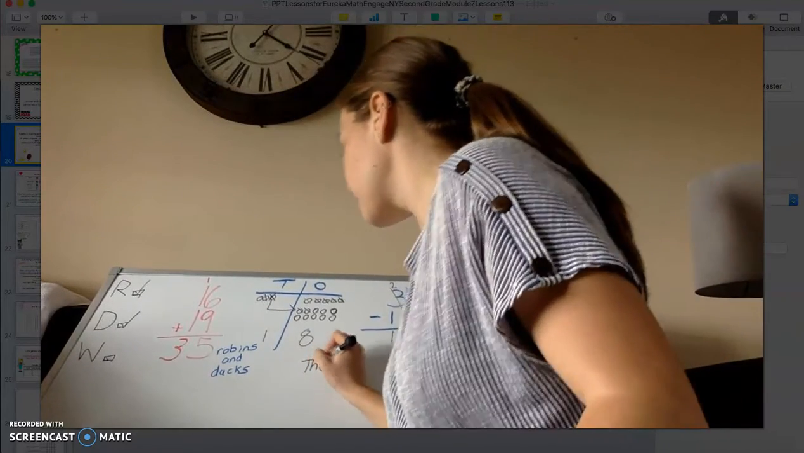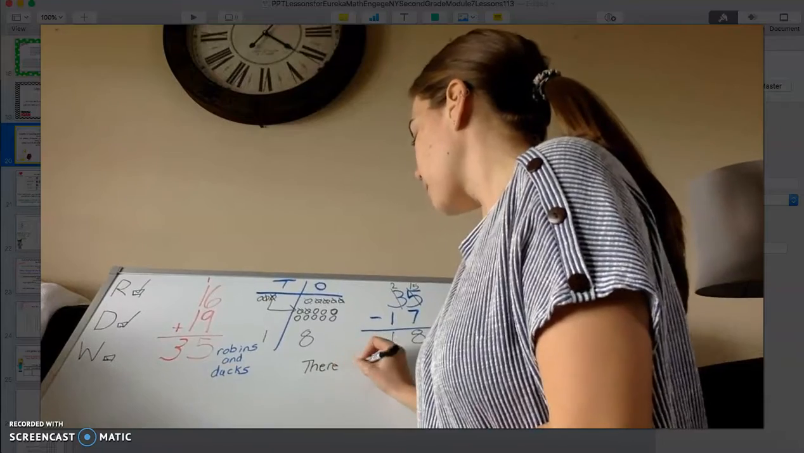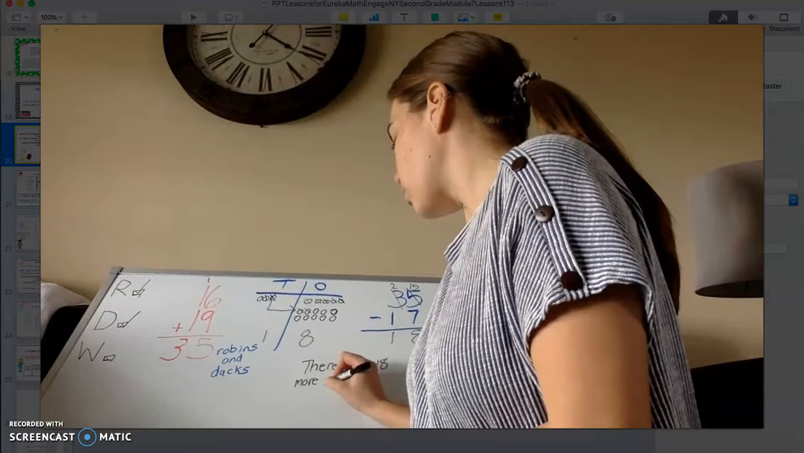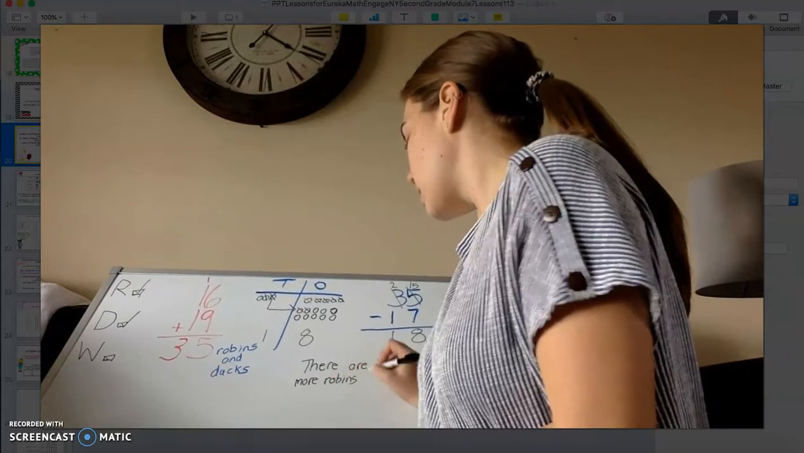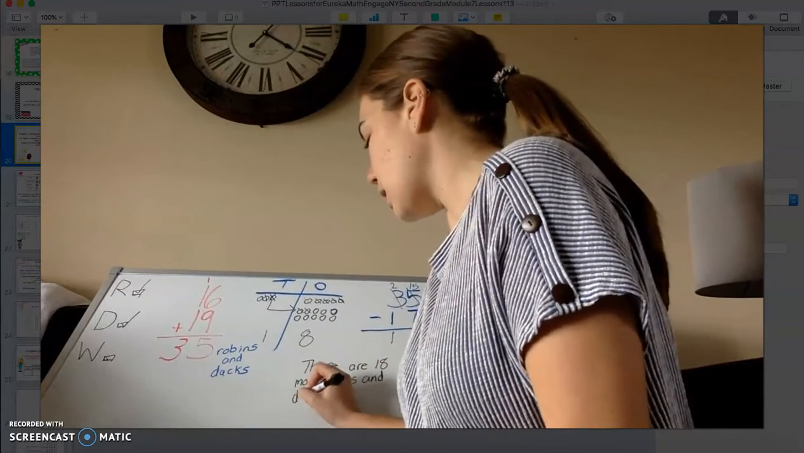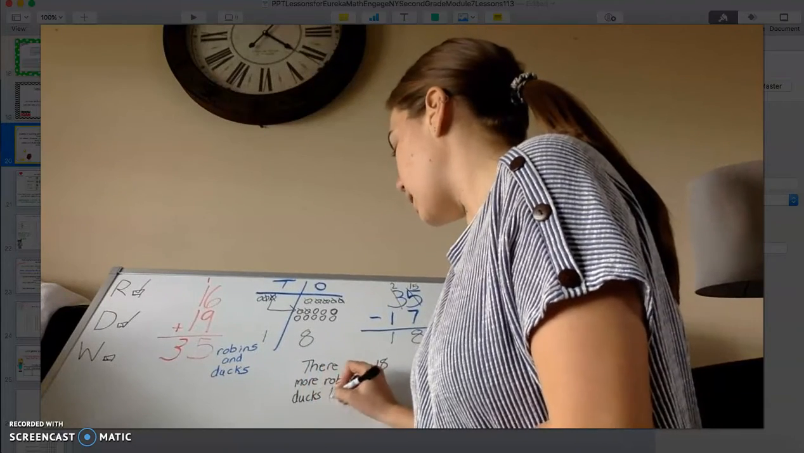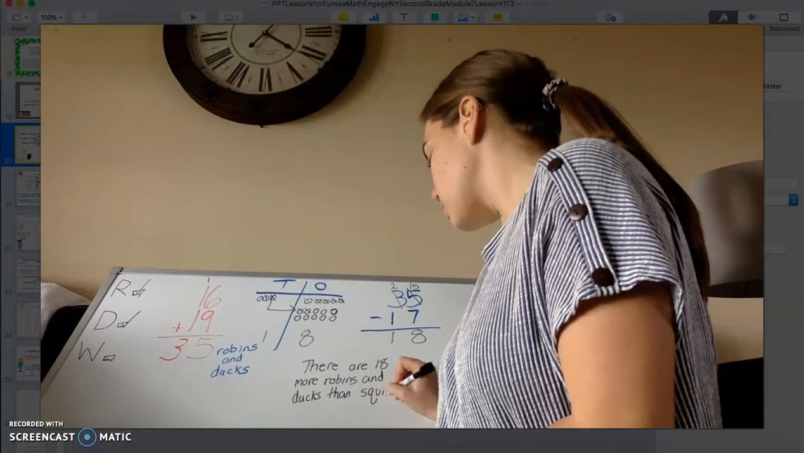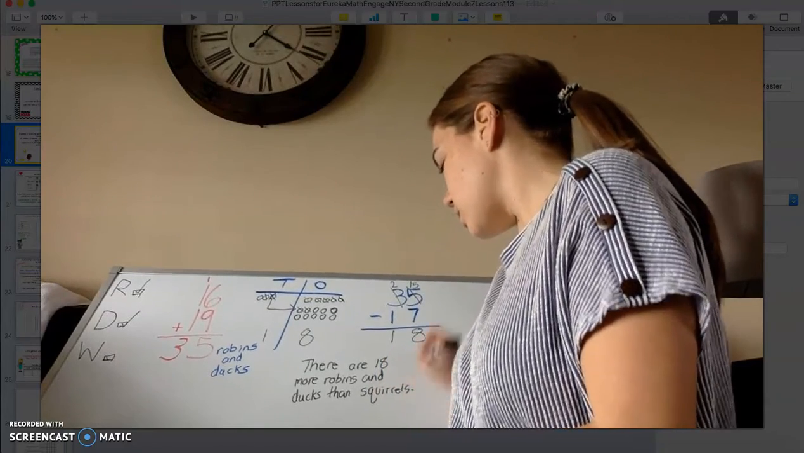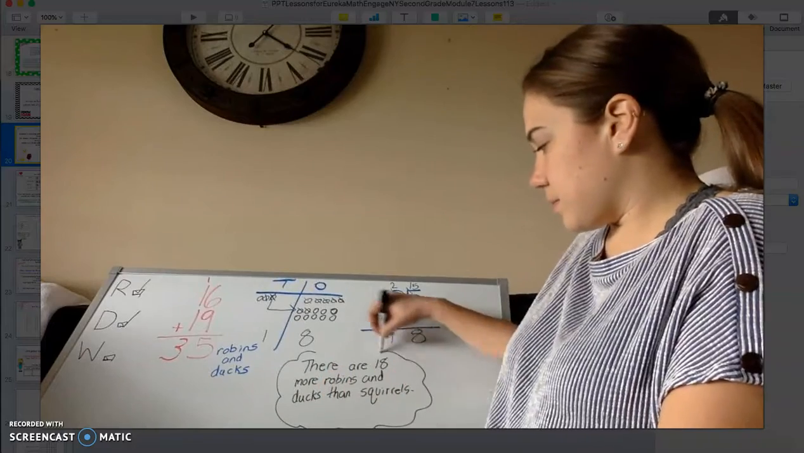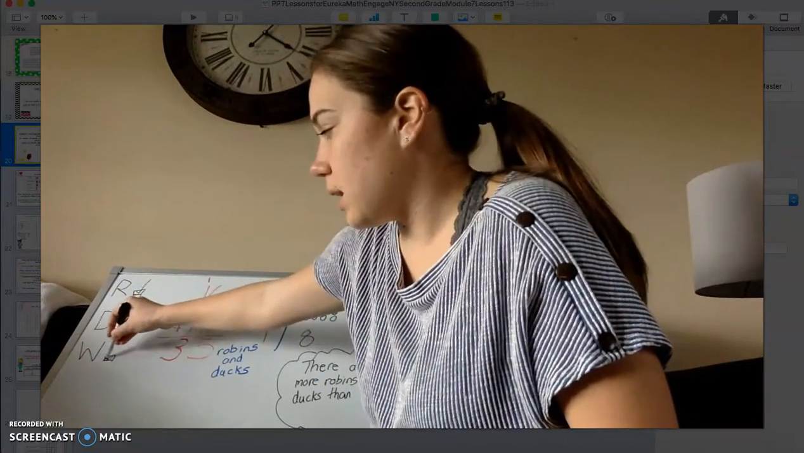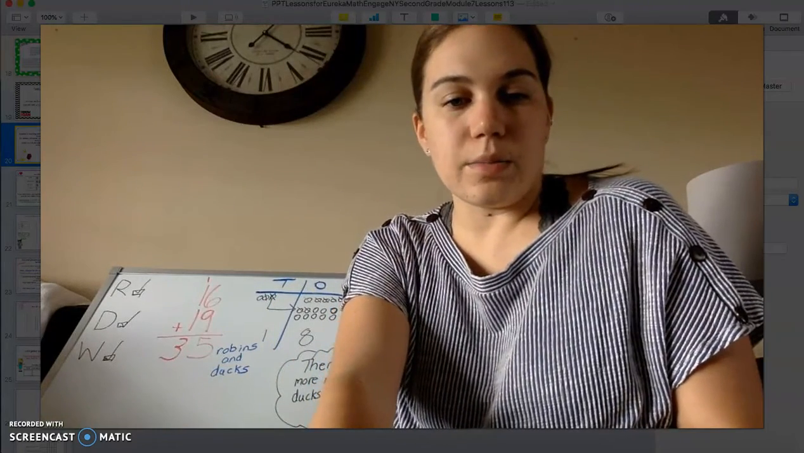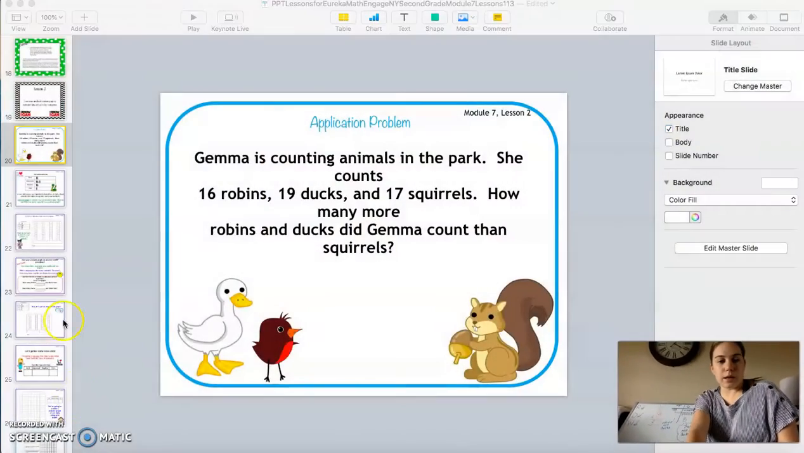So there are 18 more robins and ducks than squirrels. Put the period and put it in the cloud. Now we've read, drawn, and written our word problem. Great work. Let's zoom back out so we can see what our next step is.